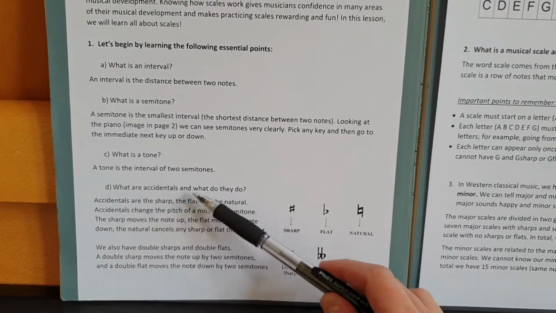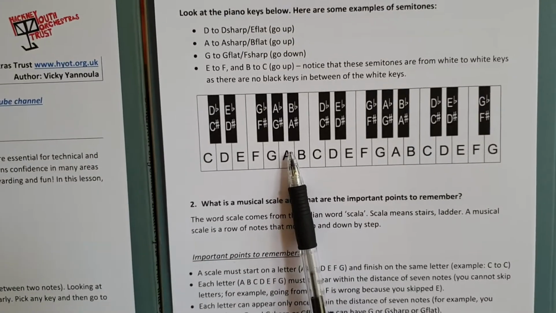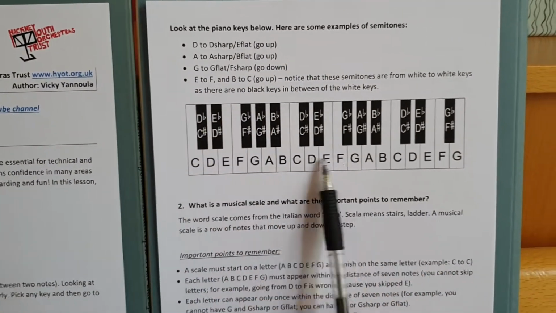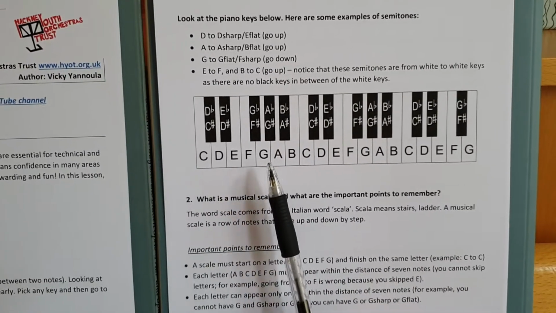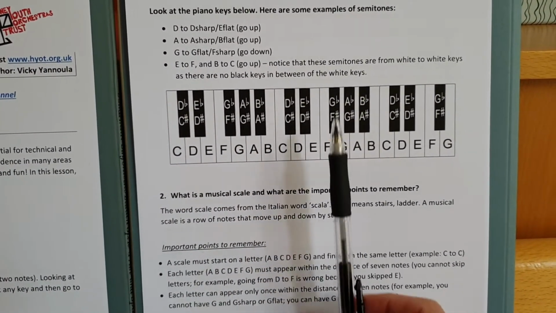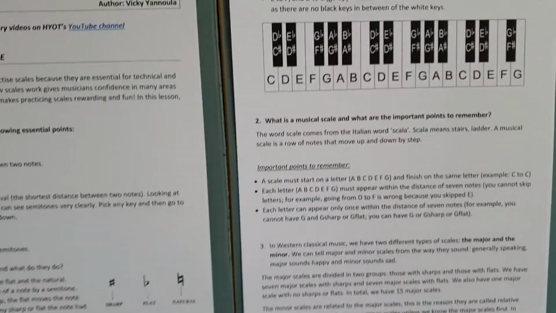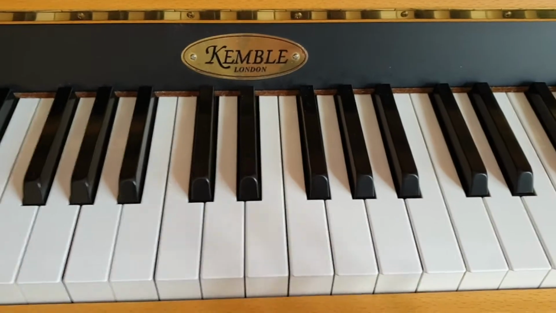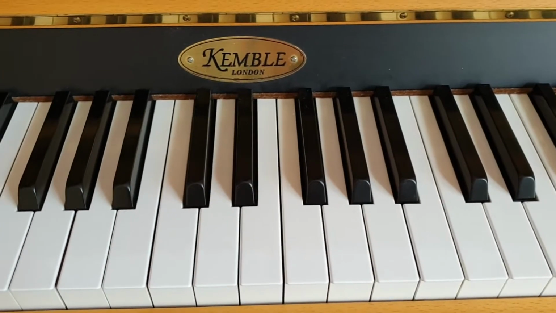We're also talking about accidentals here, but can we just go to the tones and semitones for a moment? The piano keys, I've got the image here for you, and all the notes are written on the white and the black keys here. Now I'd like you to have a look at my piano. We're going to go through quickly what a semitone is.